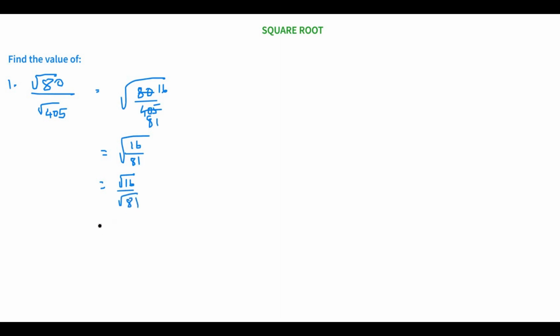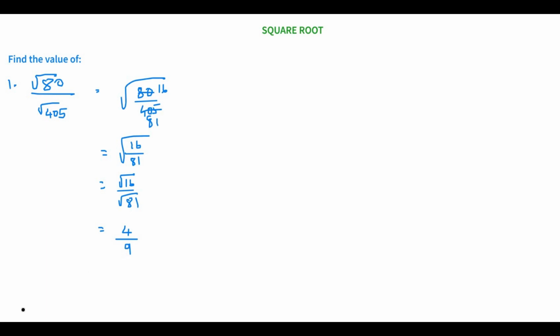Now you know the square root of 16 is 4, and the square root of 81 is 9. Isn't it easy to solve in this method? Whenever you have a question like this, make it into a bigger square root. First check whether these two are divisible by any common number. When these two numbers are divisible by the same number, you can take the square root outside, cross it out, and then simplify it. Isn't it easy?